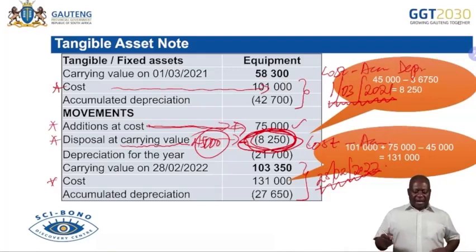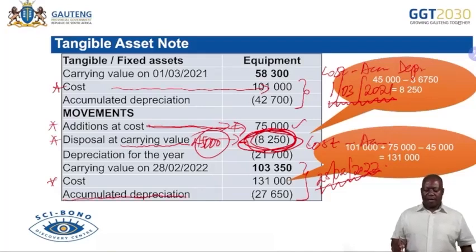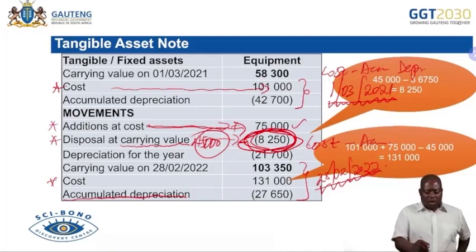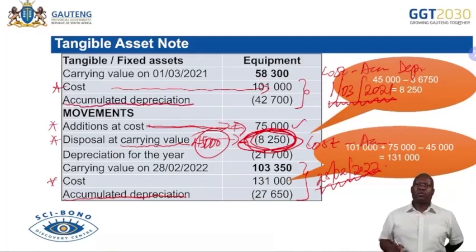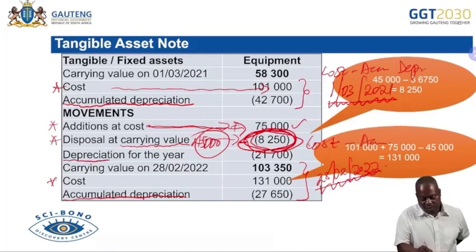Good. The next thing that we are going to do now is to find the accumulated depreciation at the end. This one, but now it also has relatives around it. We need to go and see where it all started. So we are going back to accumulated depreciation at the beginning, which is on 1 March 2021. We start there. And then we are going to add depreciation.